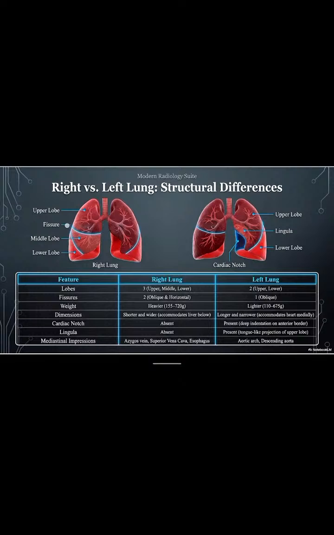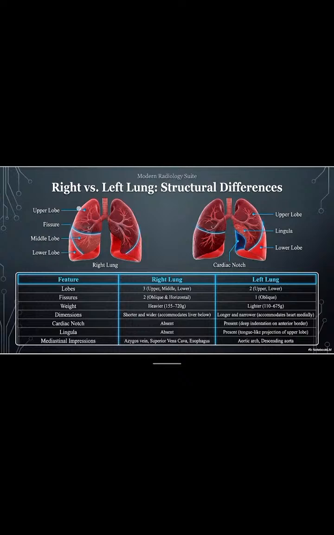Now, for the right lung, we have two features, which are the horizontal feature and the oblique feature. In the left lung, we only have one feature, which is the oblique feature. And these features are grooves that divide the lung into lobes. Therefore, we now have lobes of the right and the left lungs.